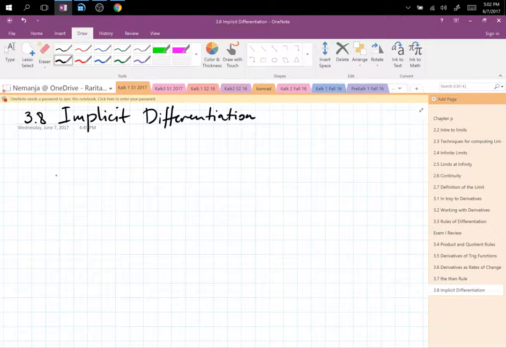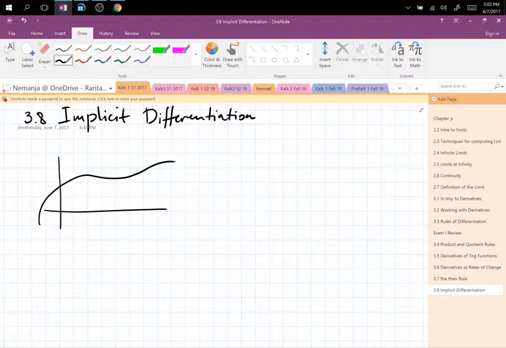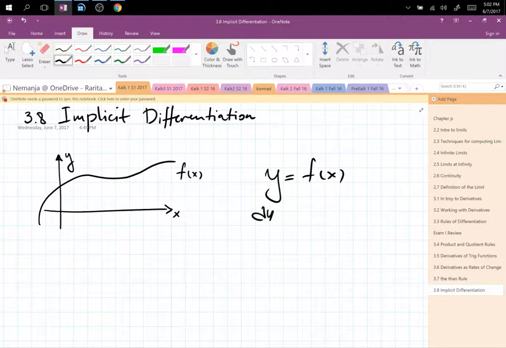Now, where is this idea coming from? Well, if you have your good old function f of x, which you are all used to, y is equal to f of x, and then you can take the derivative, so dy dx will be f prime. And we know that there is a derivative here because we can draw these tangent lines. No matter where you put a point, you can draw the tangent line.